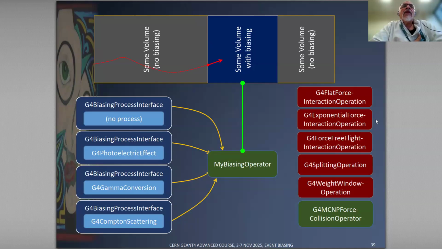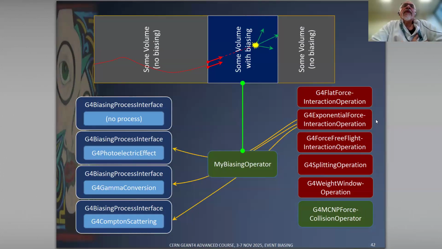And when we reach the volume where there is biasing, the process sees that there is a biasing operator associated to this volume. And then all these interfaces are asking this biasing operator what to do. So next slide. The operator in this case says do a splitting. So the one with no process will do the splitting. Next slide. Then we continue with the tracking of one of the copies. Next slide.